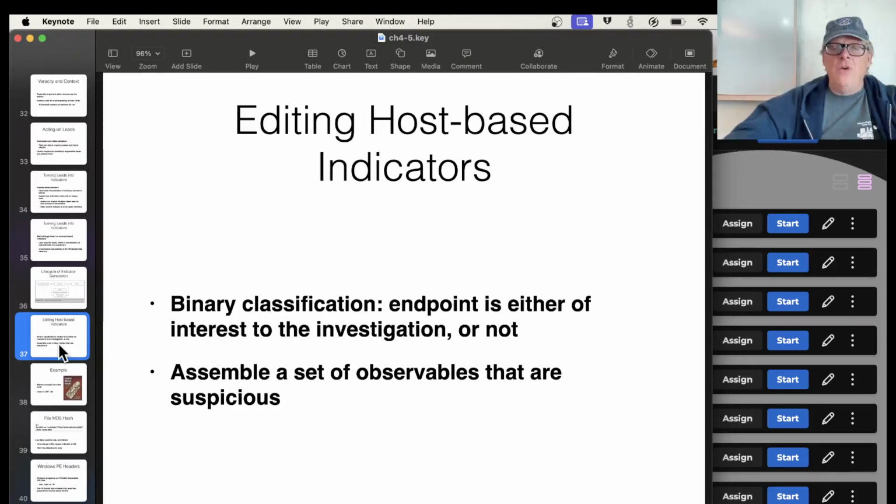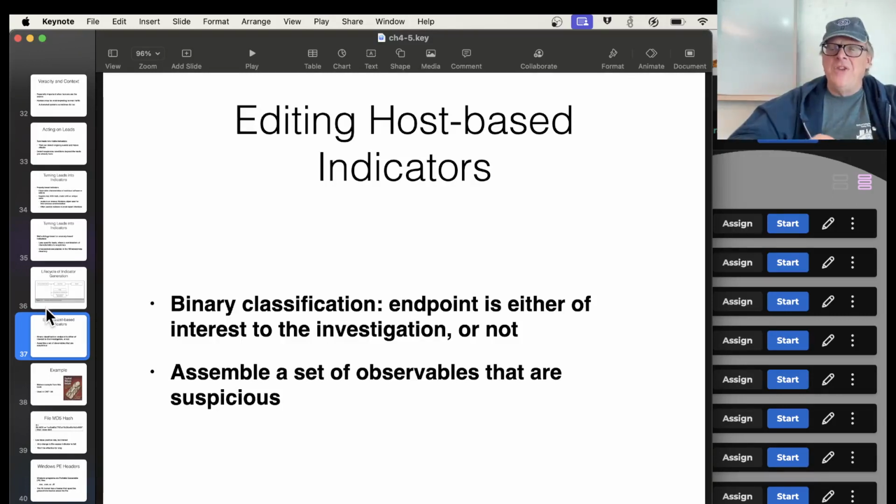So host-based indicators, the simplest thing, it's either there or not. And you probably need a set of observables depending on the quality of your indicator. Something like an MD5 of a known malicious file would be very clear. Something like the libraries loaded by a file is much less clear.